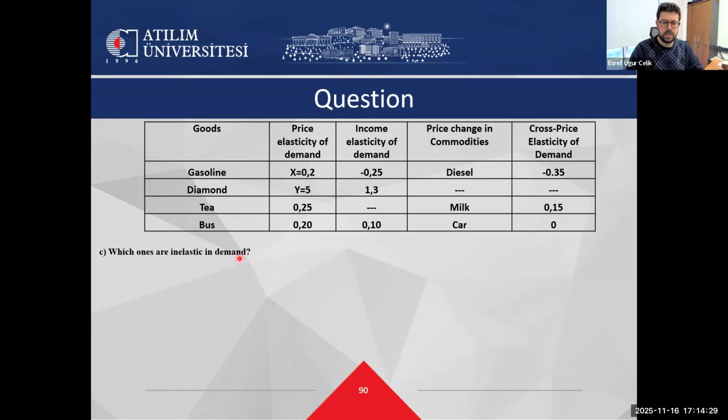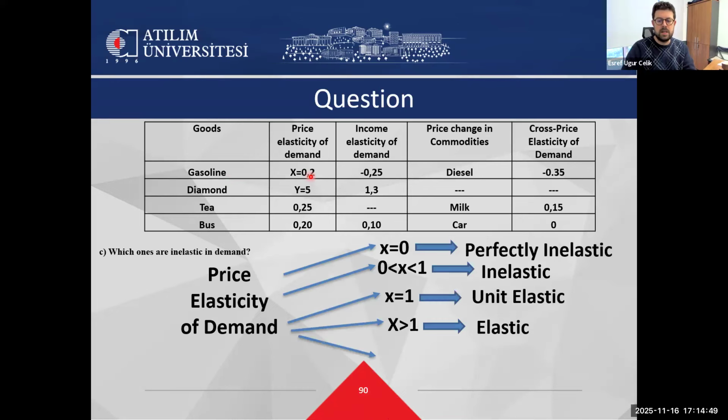Which one is inelastic demand? To understand which one is inelastic and which one is elastic, we can look at price elasticity of demand. Gasoline 0.2, so that is inelastic. Remember that part. Diamond 5, more than 1, elastic. Tea, in the range between 0 and 1, inelastic. Bus, inelastic. Okay? Really easy.